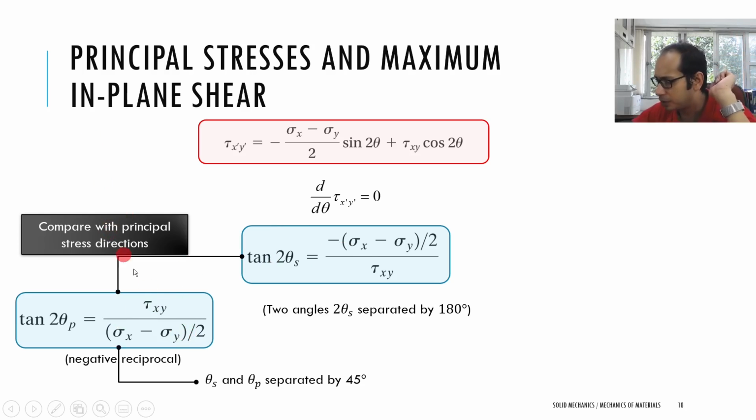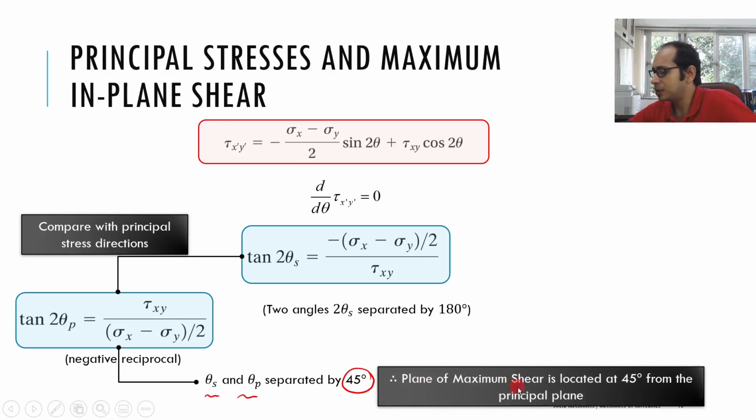Remember your trigonometry. Since it's a negative reciprocal, that means your theta s and theta p are separated by an angle of 45 degrees. It is such an interesting observation that you see over here. That essentially means that your plane of maximum shear is 45 degrees away from your principal plane.